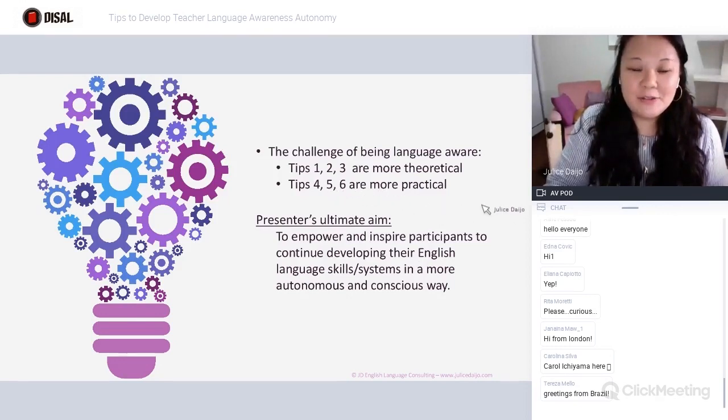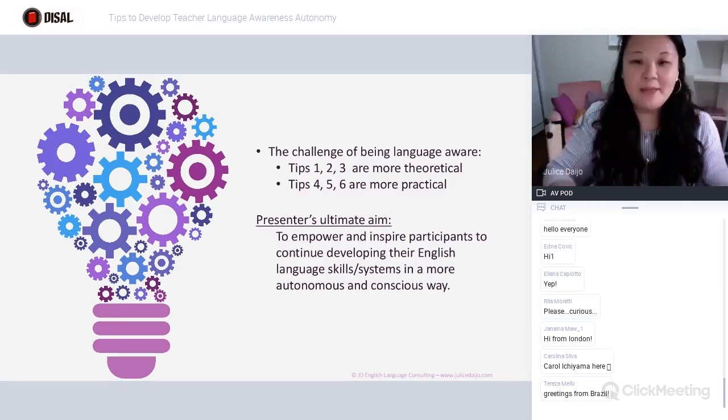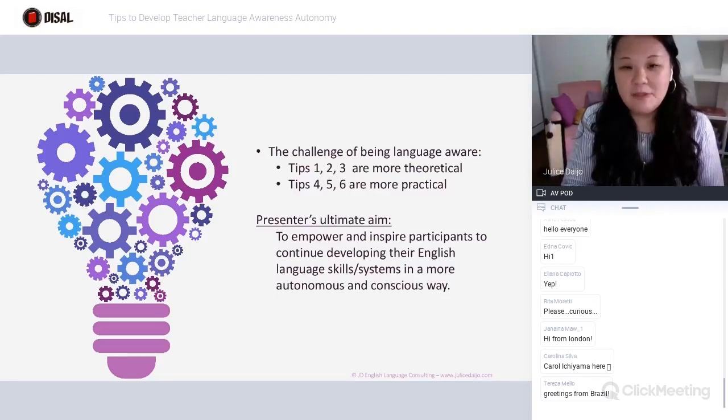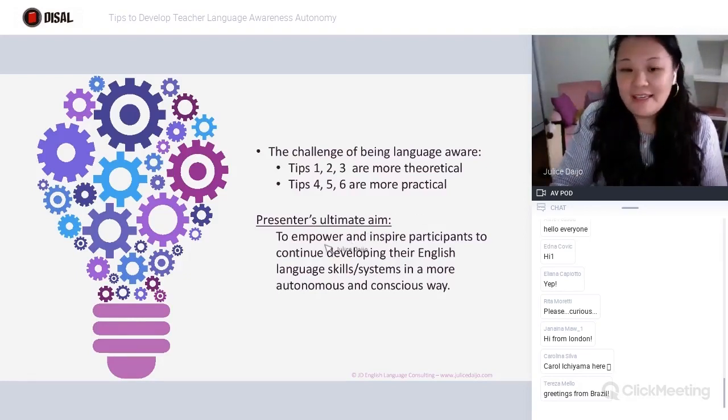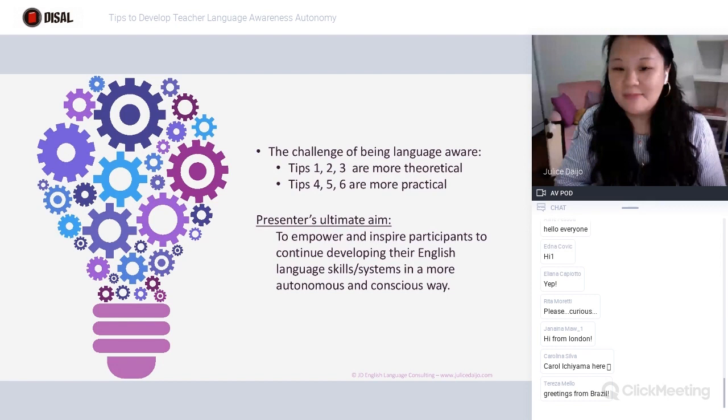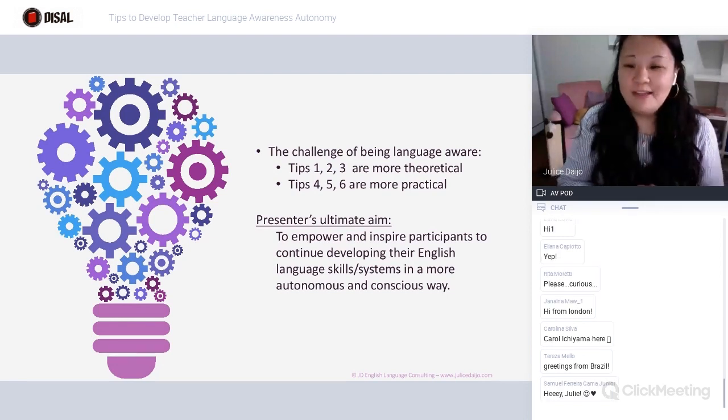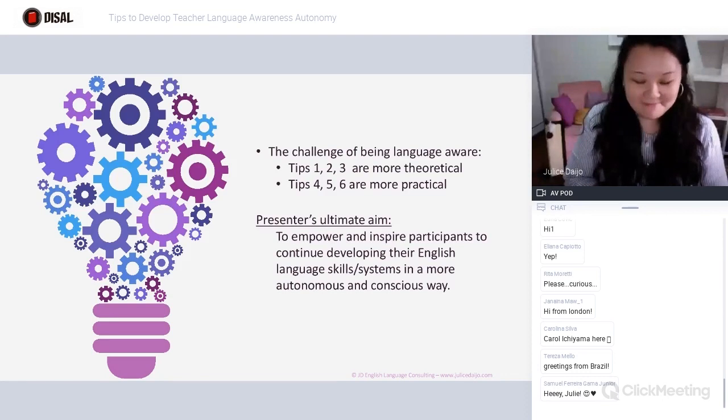All right. So just to map the talk, tips 1, 2, and 3, they're more theoretical. And then tips 4, 5, and 6, they're more practical. Why did I add theoretical stuff? Because I think it's interesting for us to know a little bit about the history and why it's important to know about language awareness nowadays. And my ultimate aim is to inspire participants to continue developing their English language skills and systems in a more autonomous and conscious way. So hopefully you're going to leave here with a few ideas and maybe applicabilities in your daily basis.